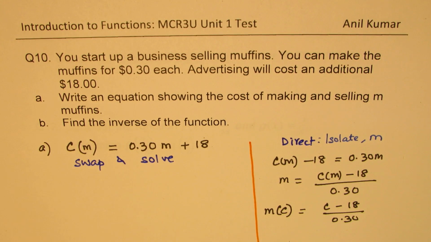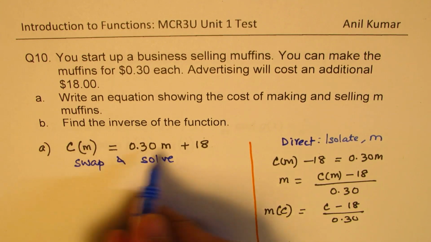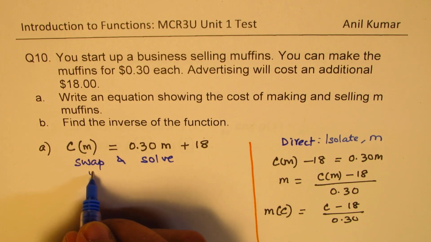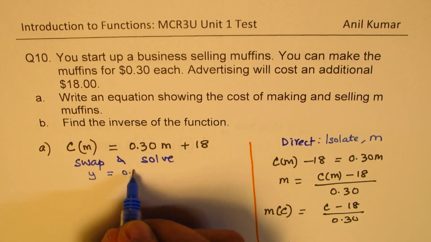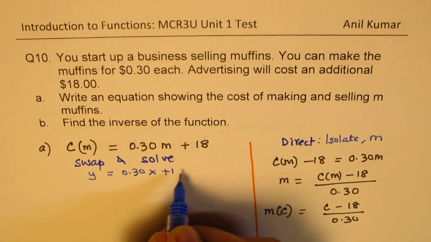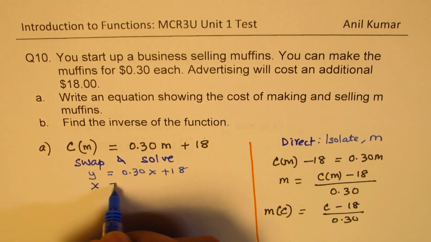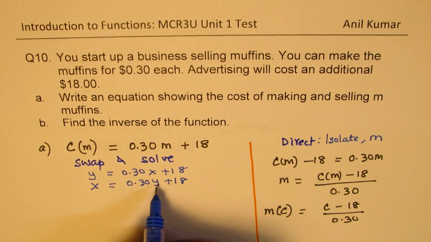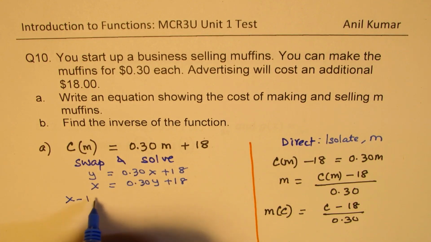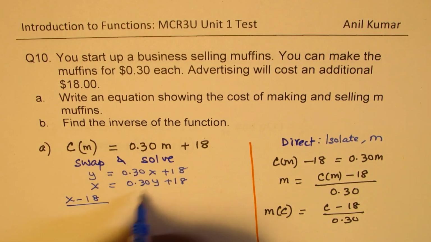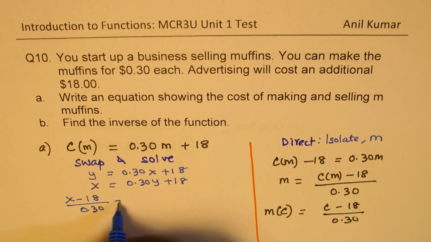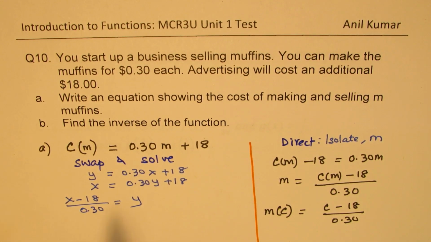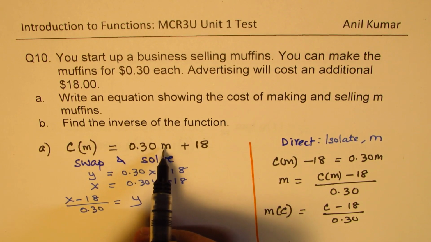And if you are doing the indirect method, in that case what we do here is we write the equation in y and x form. So y equals 0.30x plus 18. We swap: x equals 0.30y plus 18, and then we solve. So we get x minus 18, and then we divide by 0.30 to get the value of y. And finally, y is the number of muffins.